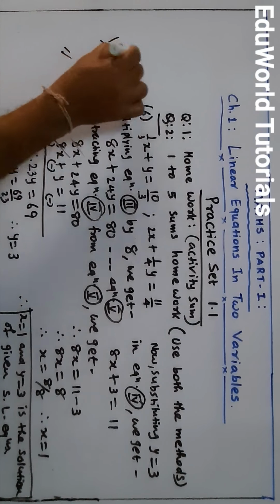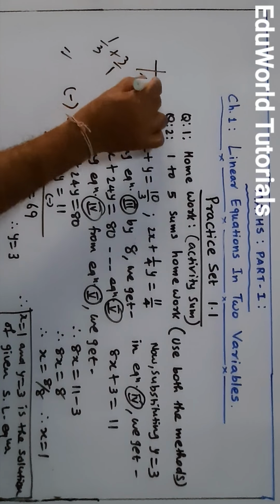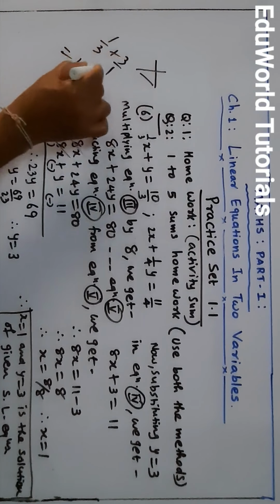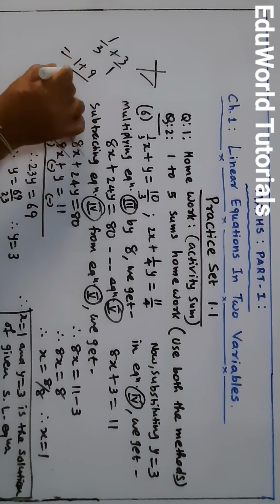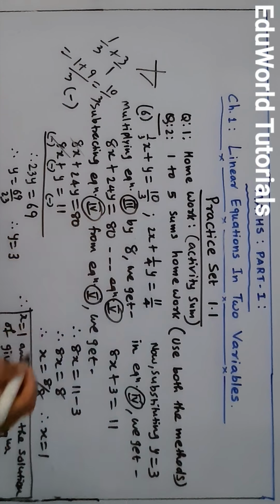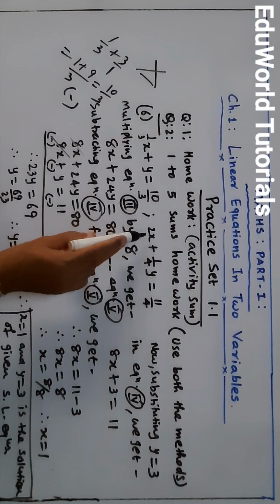How to do it? You know cross multiplication. This way, and this way I have taught you. So 1 ones are 1 plus 3 threes are 9, upon 3 ones are 3. So that is equal to 10 upon 3, which is the right hand side. Correct.